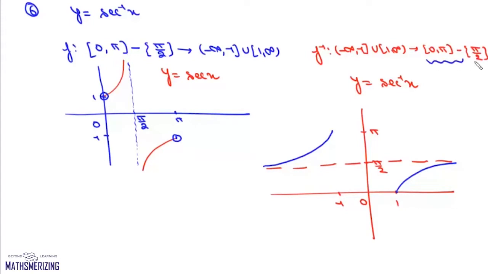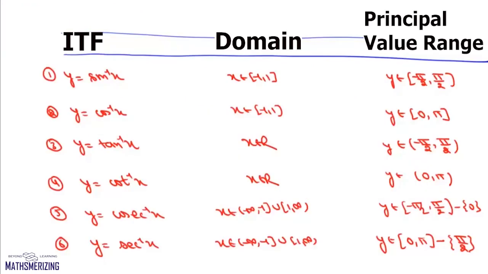And its principal value ranges from 0 to pi except pi by 2. So this is how we define and draw the graphs of trigonometric inverse functions. For all the six trigonometric functions, you must know their domain and most importantly, their principal value range. So for sine inverse x, principal value range is minus pi by 2 to plus pi by 2, which makes fourth and first quadrant. For cos inverse, principal value range is from 0 to pi, which is first and second quadrant. For tan inverse, it is again fourth and first, from minus pi by 2 to plus pi by 2, both not inclusive. For cot inverse, it is again first and second.